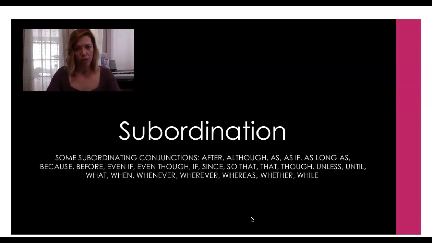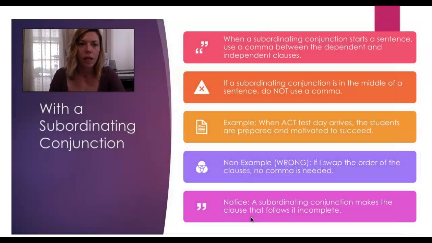Some subordinating conjunctions include after, although, as if, as long as, because, before, even if, even though, if, since, so that, though, unless, until, what, when, whenever, wherever, whereas, whether, while. Now, a long time ago, I tried to memorize all of these, but I didn't think that was the logical thing to do. Just assume if it's not a coordinating conjunction, it's probably a subordinating one. Like because. I can remember the fanboys, right? There aren't many of those. So there's the coordinators and the subordinators. There's two different types, two different rules. Fanboys, coordinating. Others, subordinating. That's how we're going to remember it.